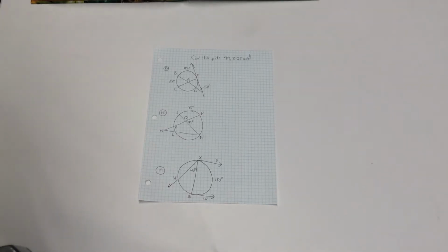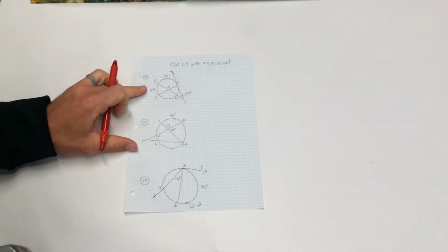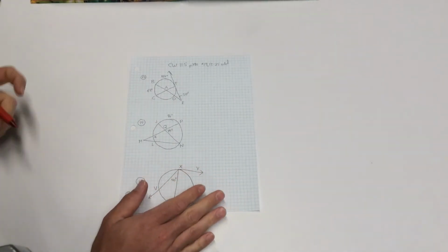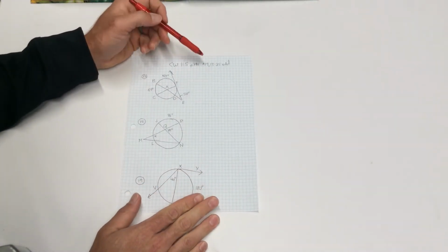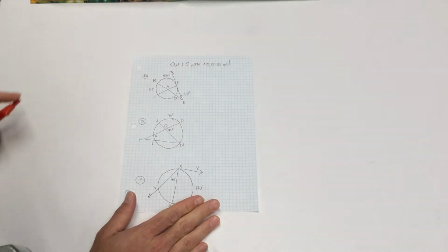Okay, woohoo! Here's our last classwork of the school year. Last classwork 11.5, page 786, 1 through 9, 13 through 25, odd.